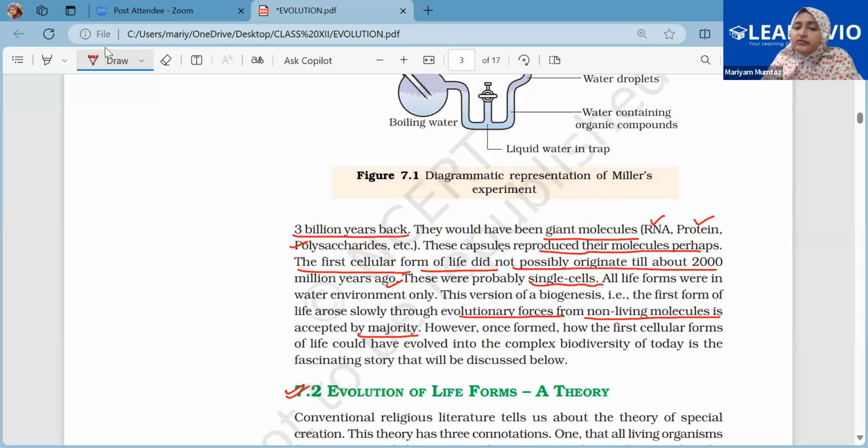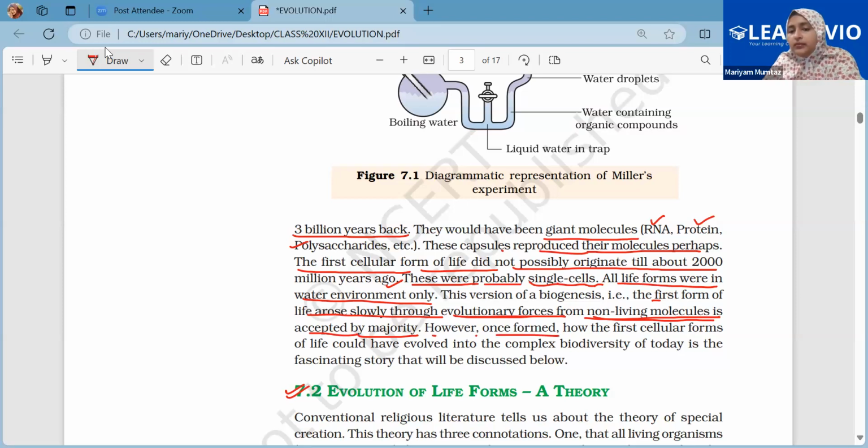Perhaps the first cellular form of life did not originate till about 2000 million years ago. These were probably single celled. All life forms were in a water environment only. So initially the entire ecosystem, you can say, was water filled. This version of biogenesis, that is, the first form of life arose slowly through evolutionary forces from non-living molecules, is accepted by the majority, chemical evolution.